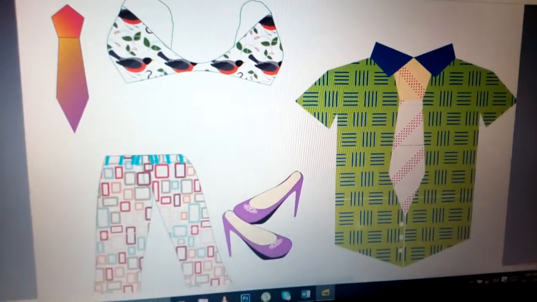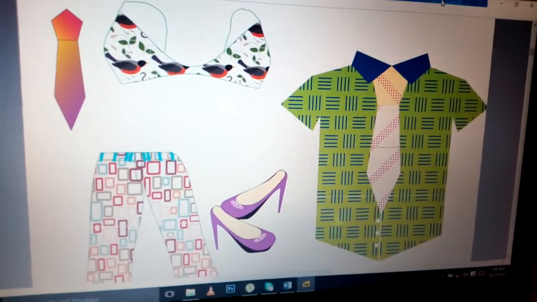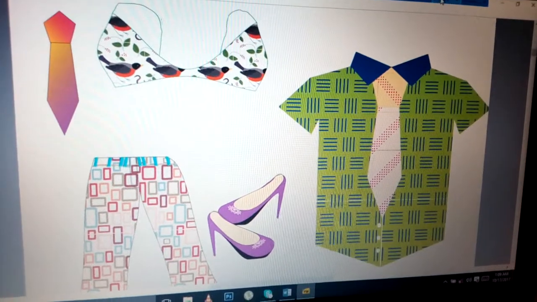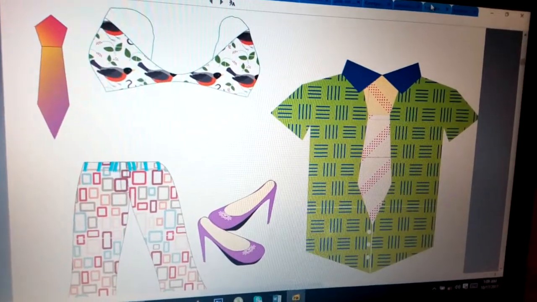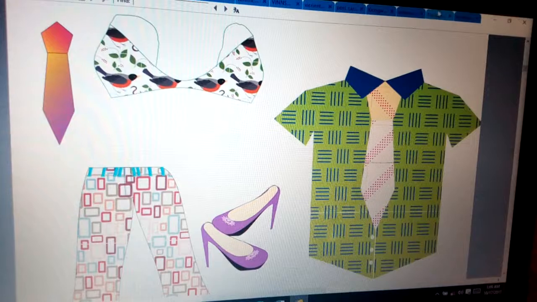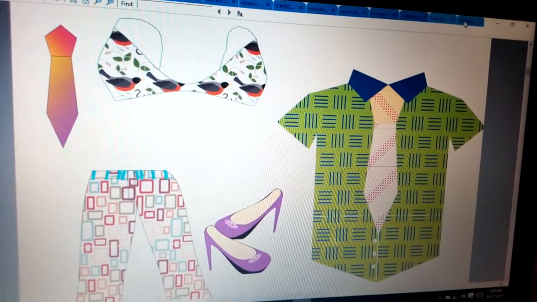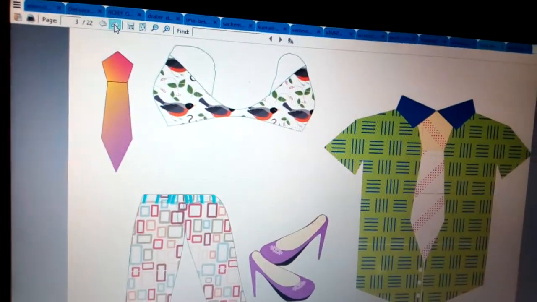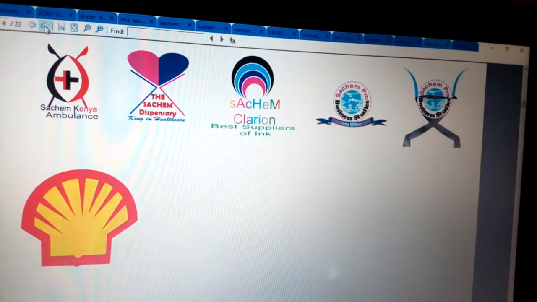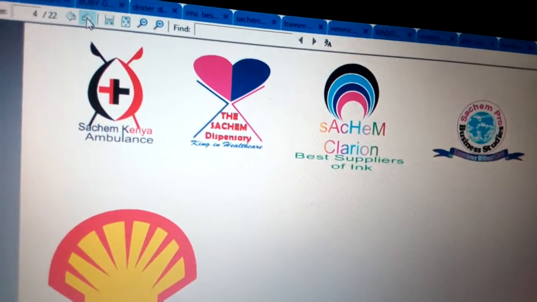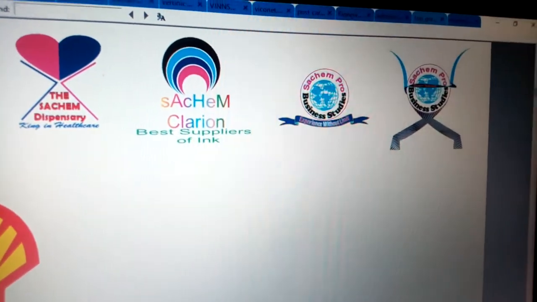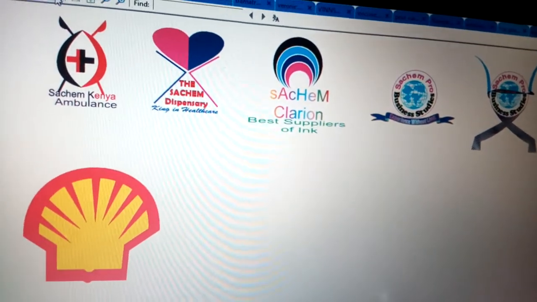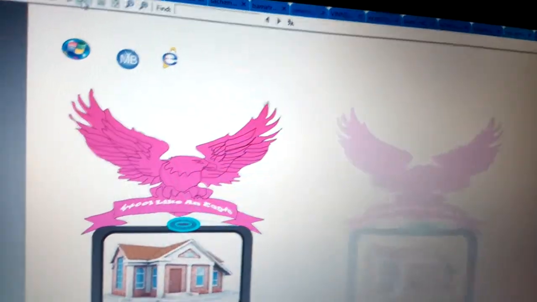Some other designs you can see here, those are clothing wear. We have a sample of those clothing that you can design with Corel Draw in a very simple way. They are not hard to design, and there are very many of them. As you can see, those are company logos. You have different types of logos there. You can just come and design those logos in a very simple way. Those are examples of logos which are designed in Corel Draw.